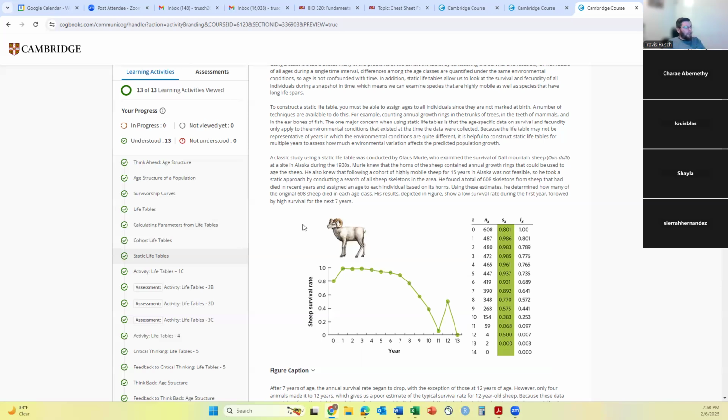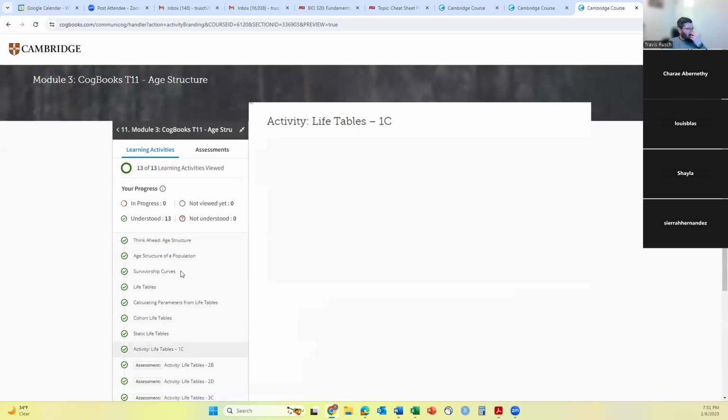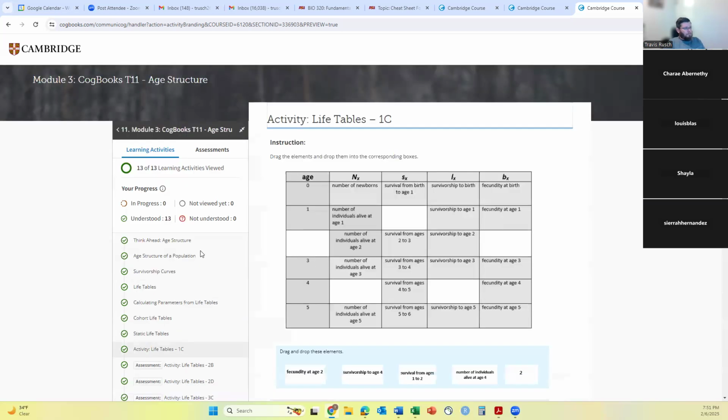So knowing briefly some of the differences between cohort life tables and static life tables, what they're used for, the types of organisms, what they tell us is going to be important for the exam. All right, so let's get into some of the activities now.